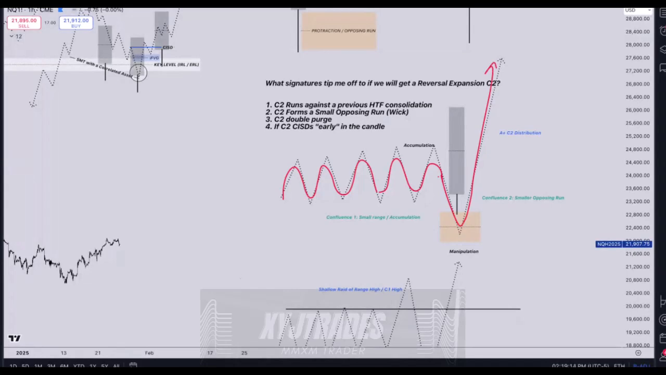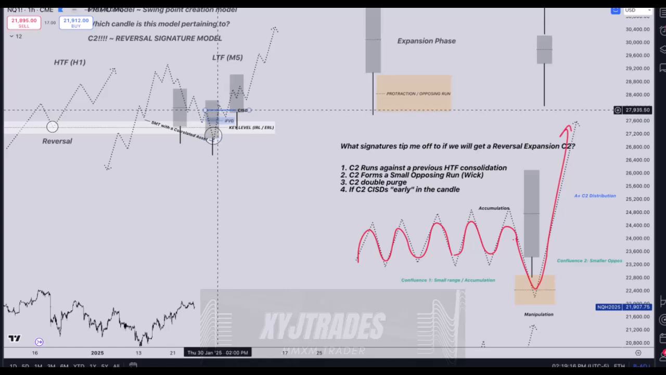If we only get this change in state of delivery with 5 minutes left in the candle, it is very likely that that candle will not expand aggressively in just 5 minutes.